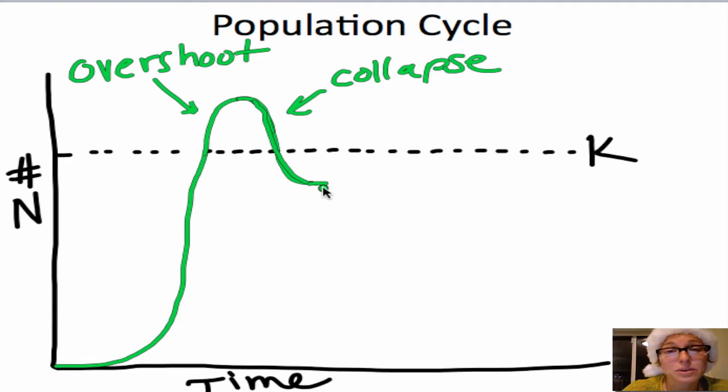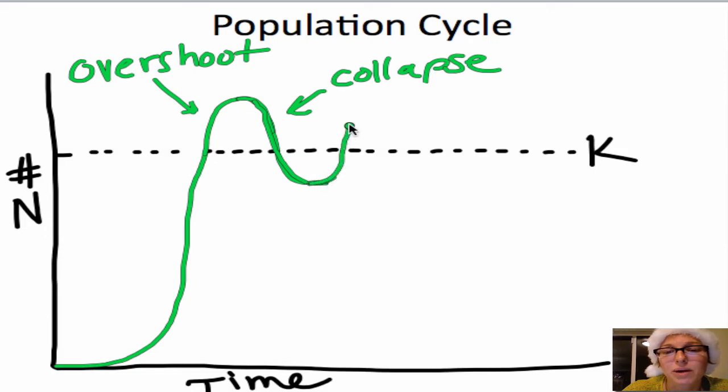And since it's below the carrying capacity, people are stoked. They're like, I got all the food I could need. I have an awesome, huge house. I'm super excited to be alive. And so they're like, since life is so great, I'm going to have all sorts of babies. And so we see this increase again, like a little mini J-shaped curve.